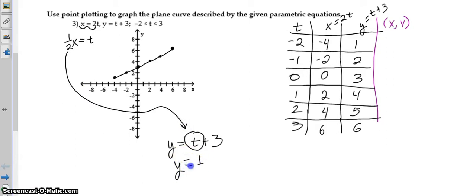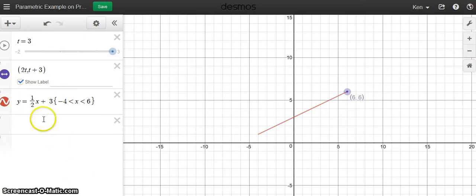So now instead of t, we're going to have 1/2 x plus 3. And we're done. No other simplifying, no other solving. That's how I got this equation here. Now, what about this here? If we wanted to restrict it, what was x? Where did x go from? The interval of x. From -4 at first to 6 at the last.